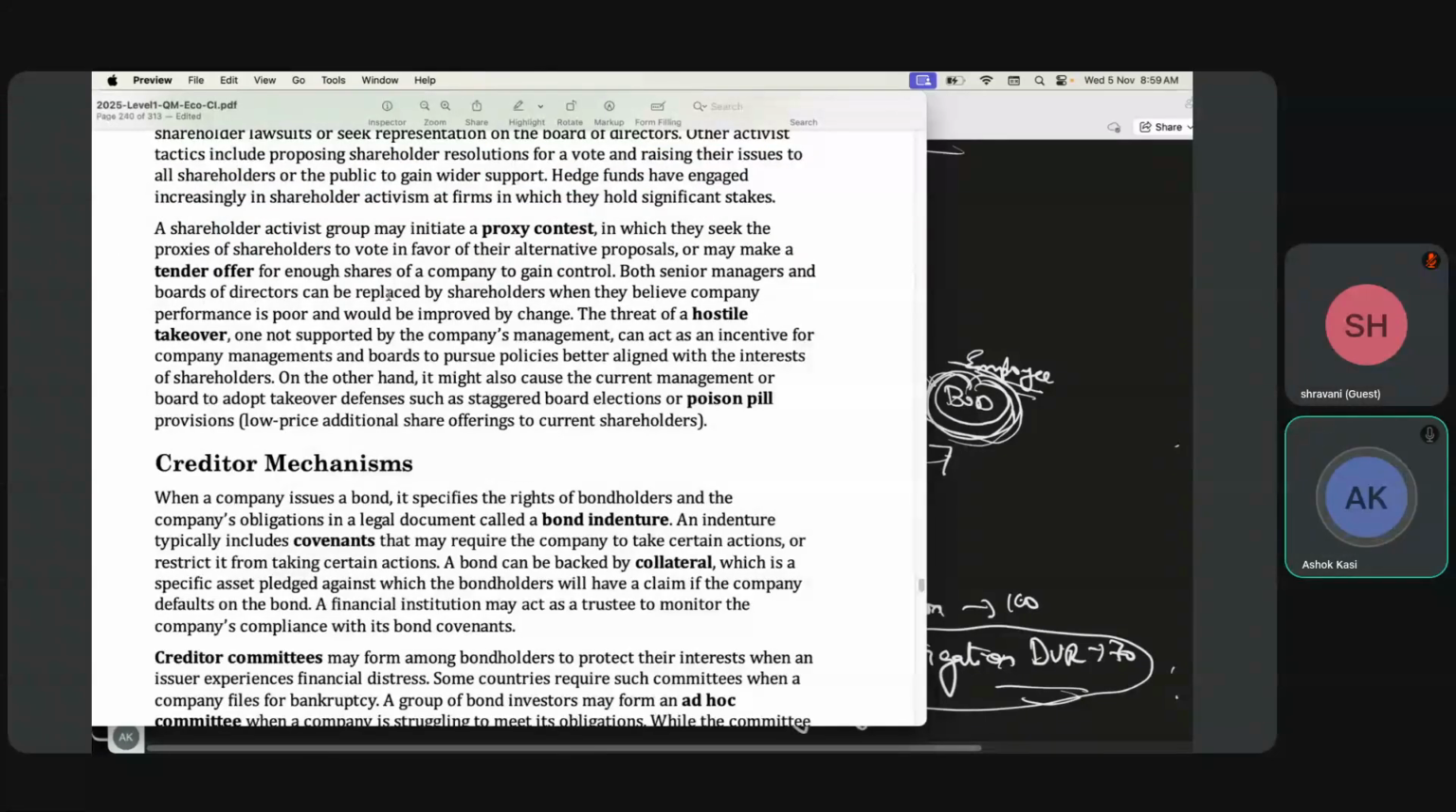Tender offer means when you want to buy. Tender offer is acquisitions. When you want to buy shares of another company and you want to acquire that company to gain control, that is called tender offer. Okay, think of it as an offer to acquire another company to gain control. So you are able to understand this line.